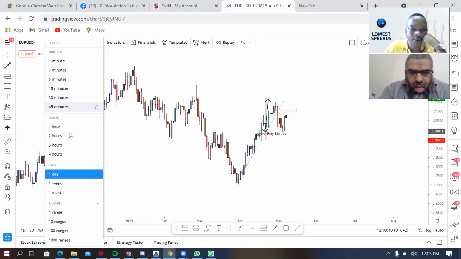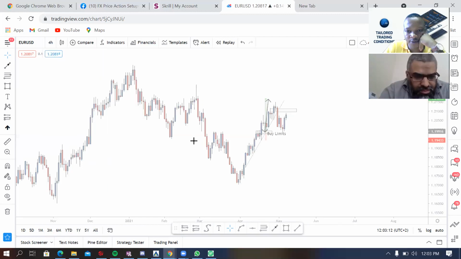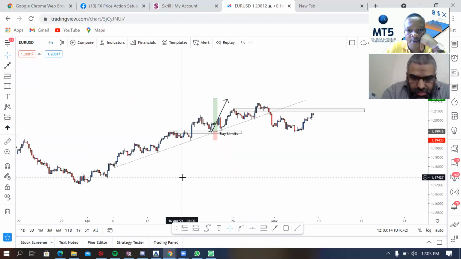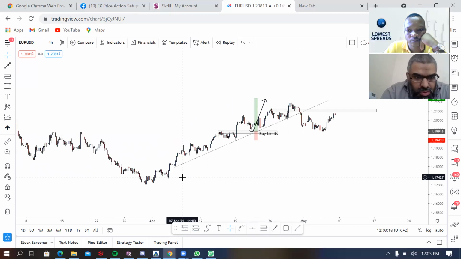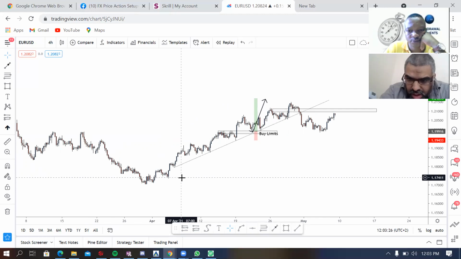Okay. So let's see what we have here. So Euro USD, what's it doing? It's broken the trend line, and now it's going back to test the level, basically the upper level.